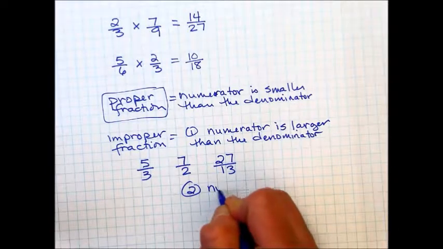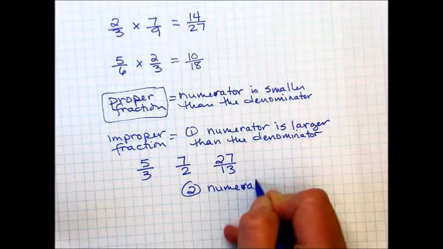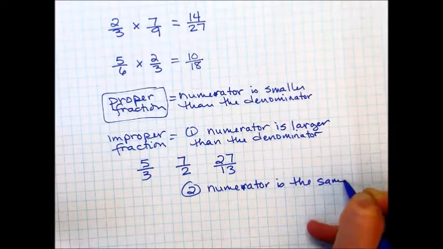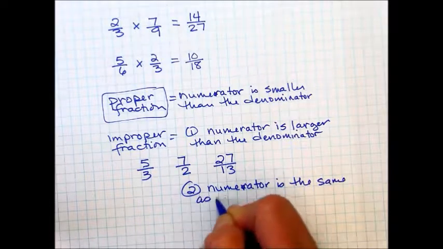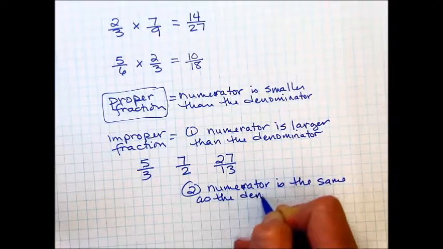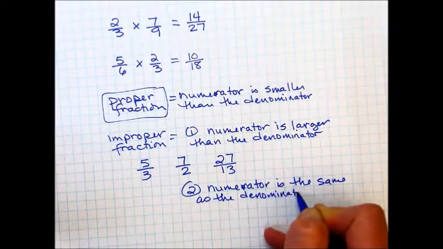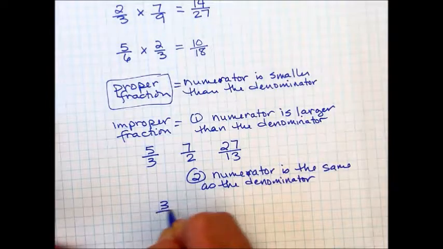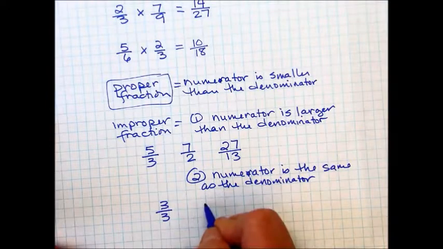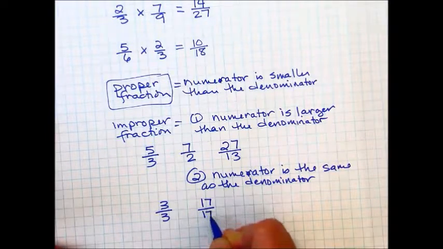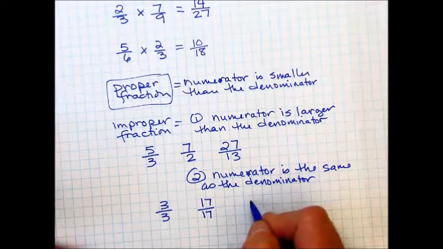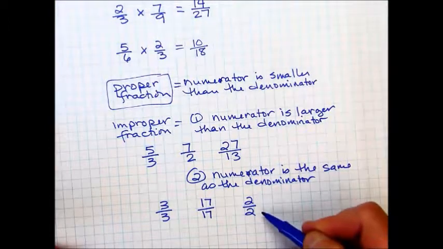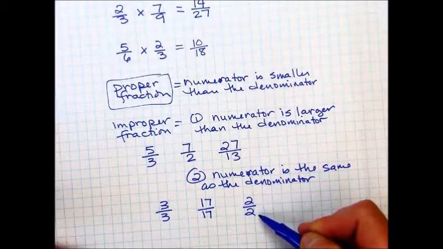Another condition is when the numerator is the same size, or is the same as the denominator. An example would be 3/3 or 17/17 or 2/2. The numerator and the denominator are the same numbers.